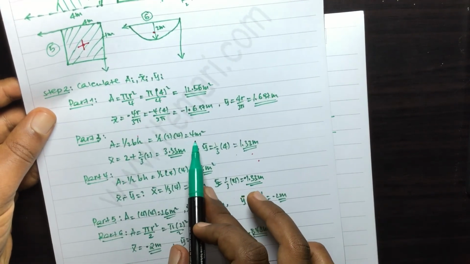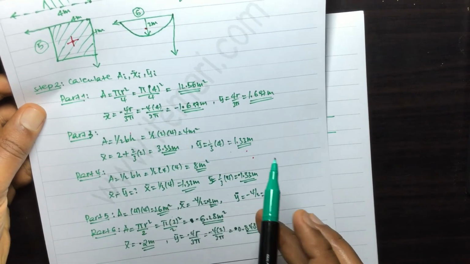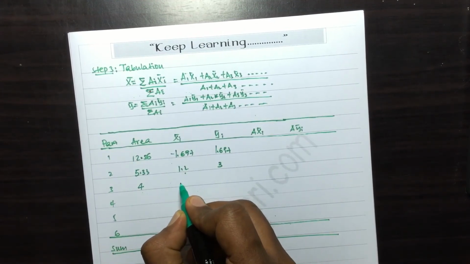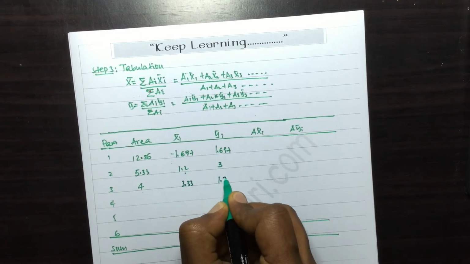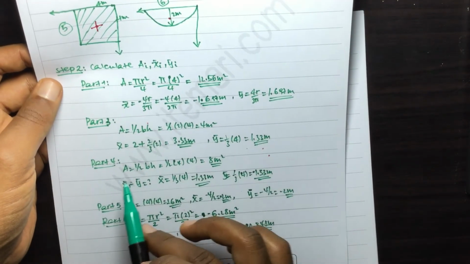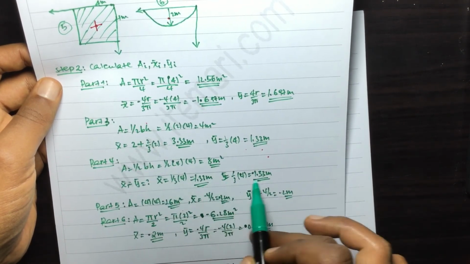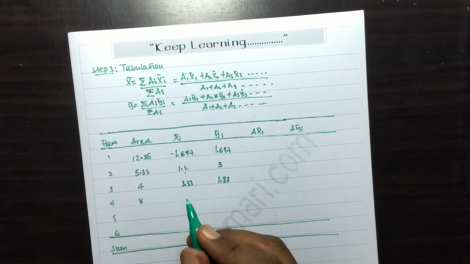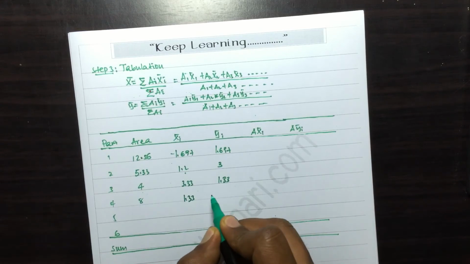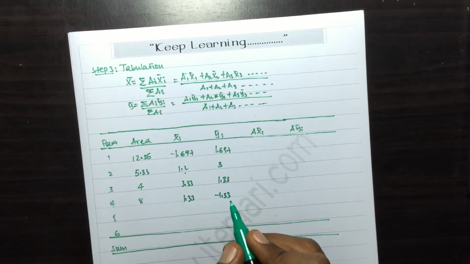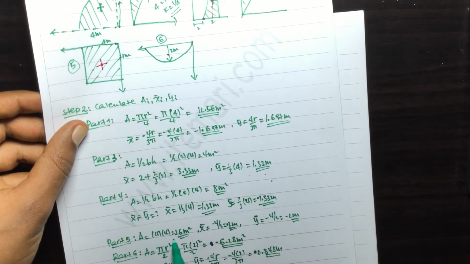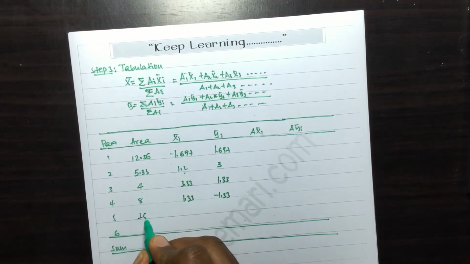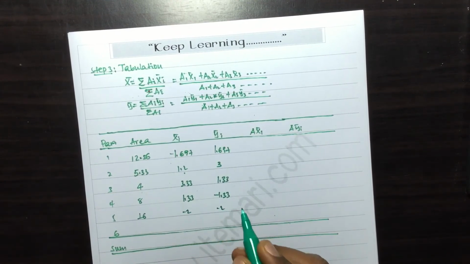Part 3 would have an area of 4 meter square, and x bar will be 3.33 and y bar will be 1.33. For part 4, the area will be 8, and x bar will be 1.33 and y bar will be minus 1.33. For part 5, 1/6 the area, minus 2 x bar and minus 2 y bar.